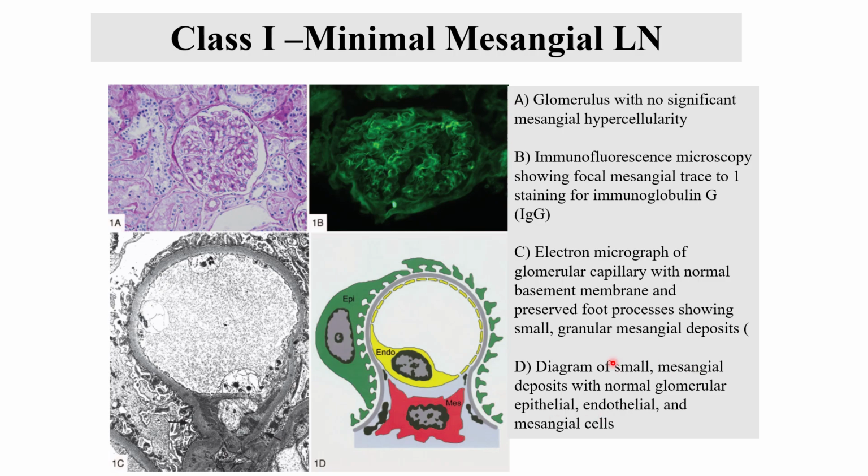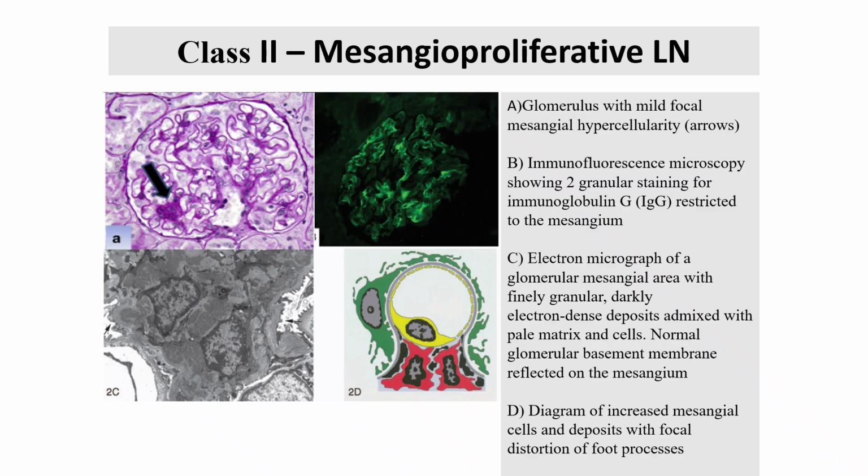And next they have presented one diagram. In class 2, there is class 2 lupus nephritis. We say mesangial-proliferative lupus nephritis. So there is glomerulus with mild focal mesangial hypercellularity. We can see here there is mesangial hypercellularity. As we read earlier, the definition of mesangial hypercellularity: 4 or more cells.